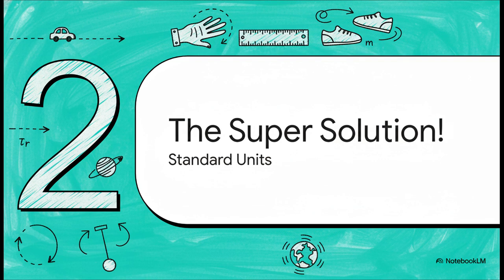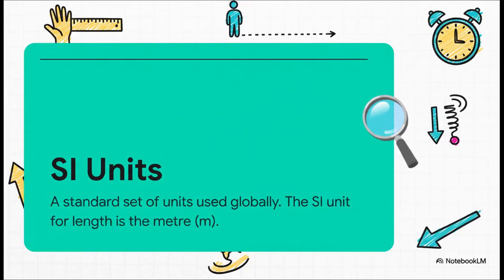To fix this whole mess of different measurements, people all over the world came together and agreed on one universal system. This makes sure that, say, 1 meter is the exact same length if you're measuring it in Delhi or in Dubai. No more confusion. And the official name for this system is SI units. That stands for the International System of Units.